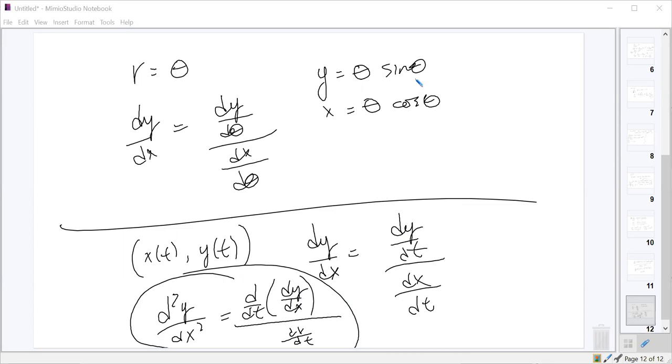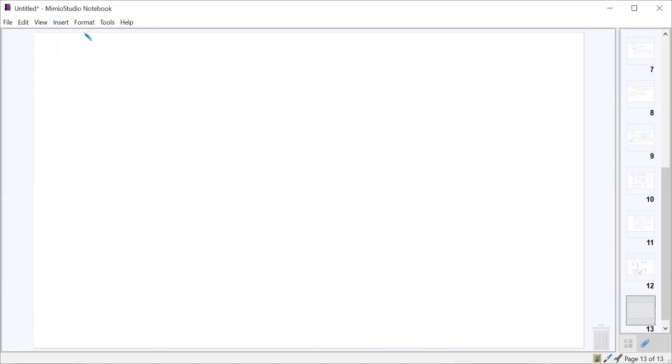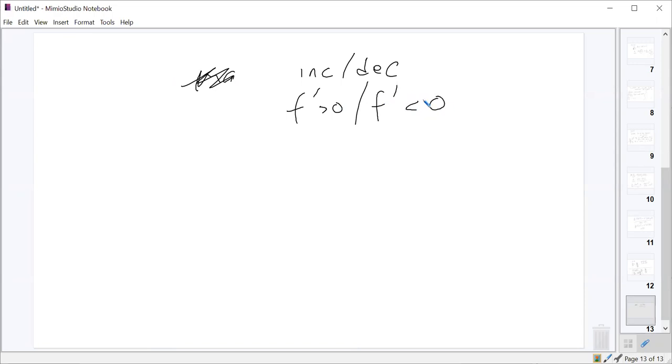We know how to use our derivatives to do simple things with our functions. So if we're looking for when the function is increasing or decreasing: the function is increasing if f prime is greater than 0. The function is decreasing if f prime is less than 0. A function is concave up if f double prime is greater than 0, and a function is concave down if f double prime is less than 0.